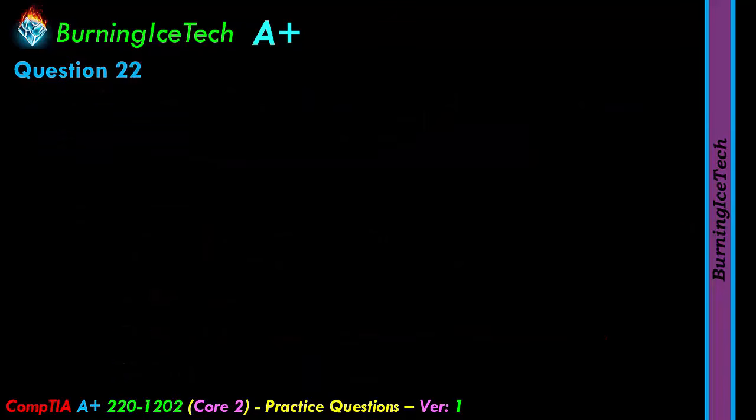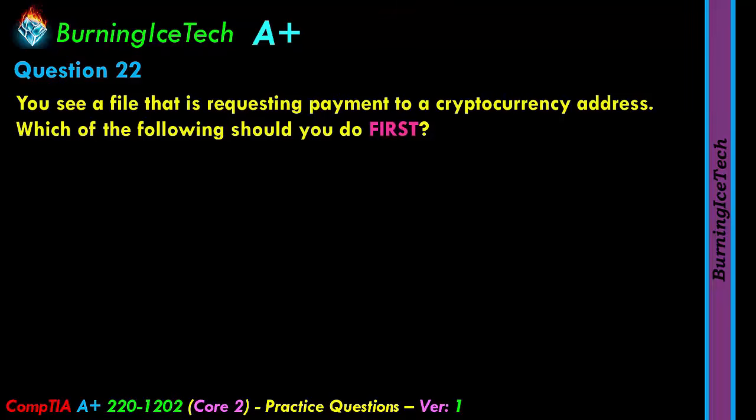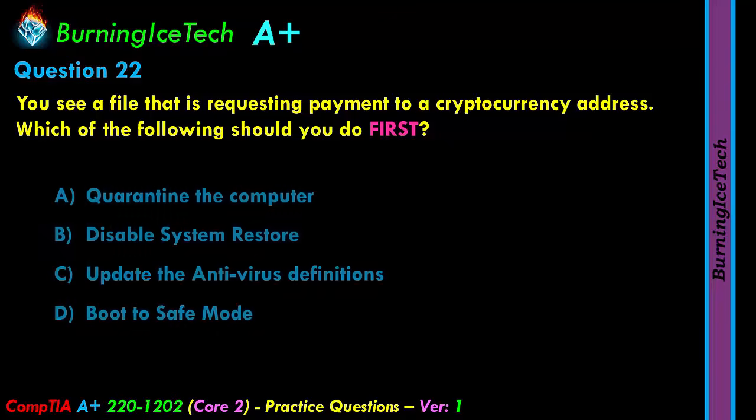Looking at question 22 here, guys. You see a file that is requesting payment to a cryptocurrency address. Which of the following should you do first? Once again, the word first there, guys, is in a different color and in capital letters. I'm trying to draw your attention to the fact that there may or may not be more than one possible answer here that's actually correct.